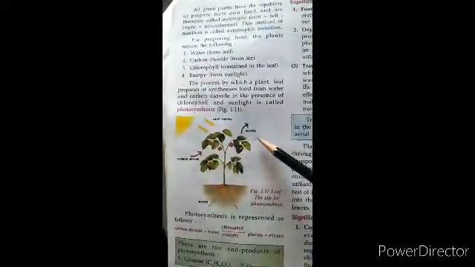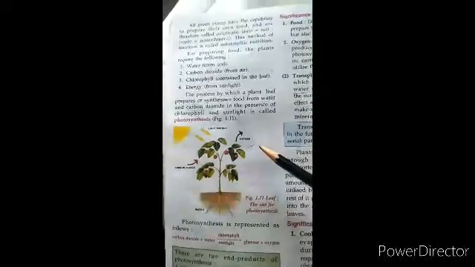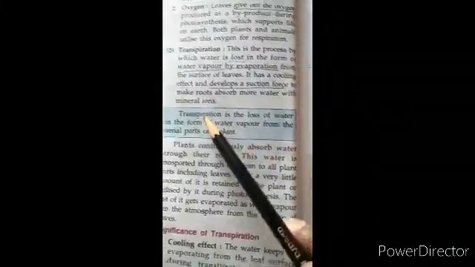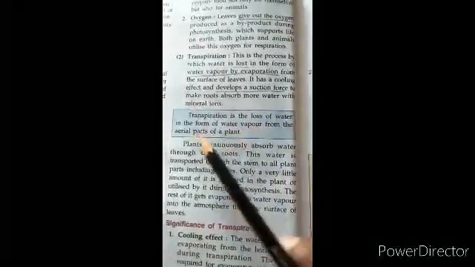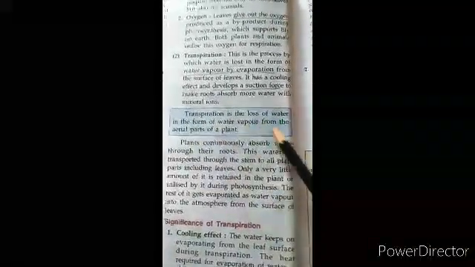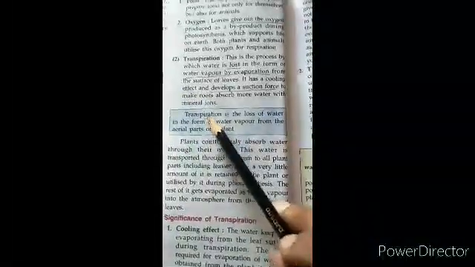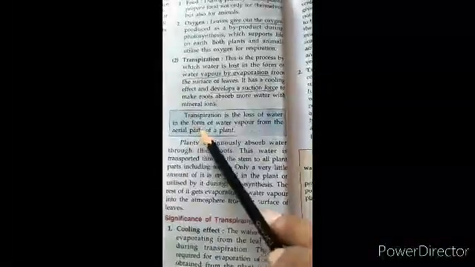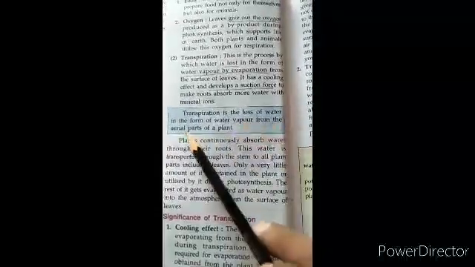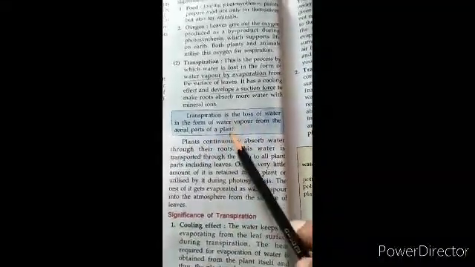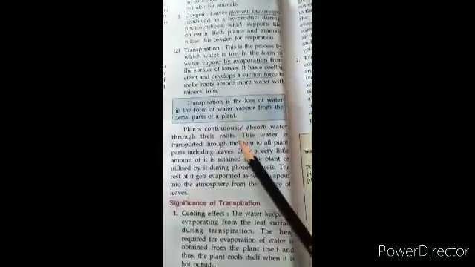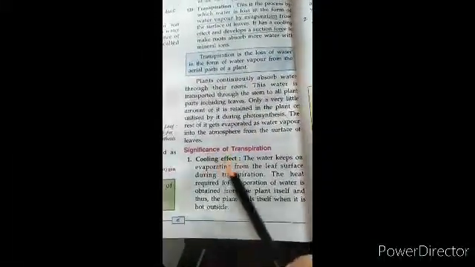Water vapor, this particular process we call transpiration. It is given here very clearly. Transpiration is the loss of water in the form of water vapor from the aerial parts of the plant, especially from the leaves.